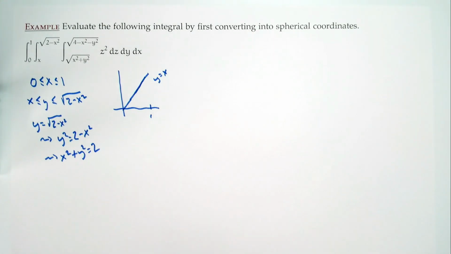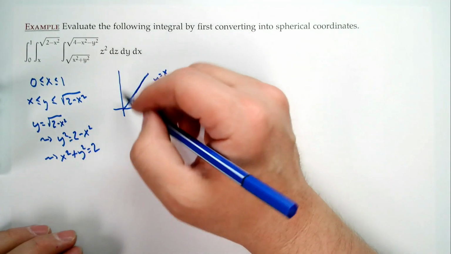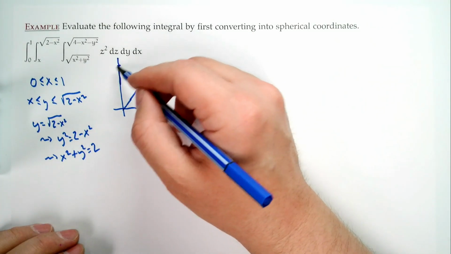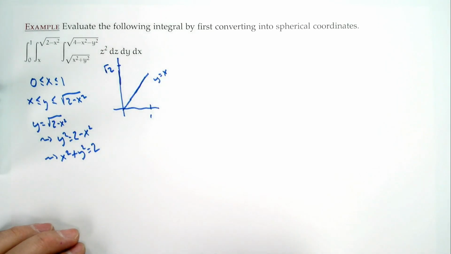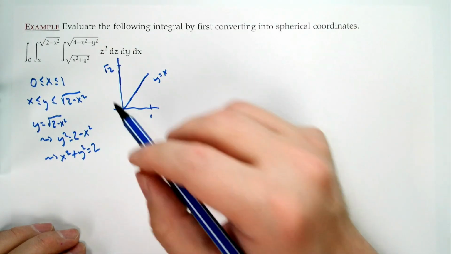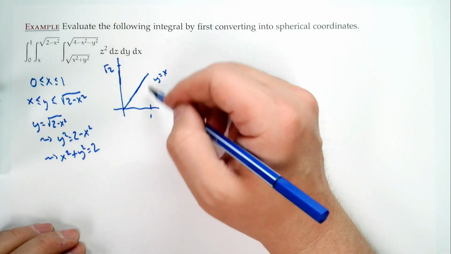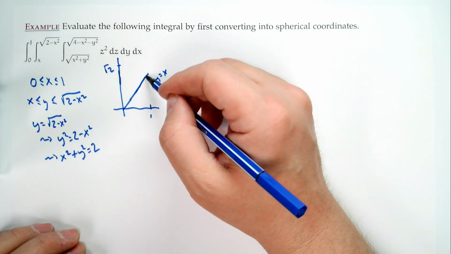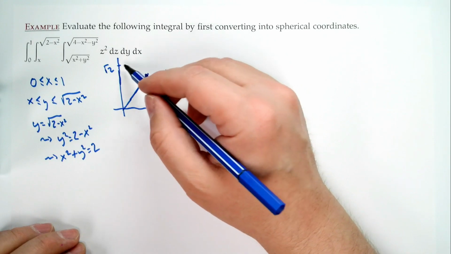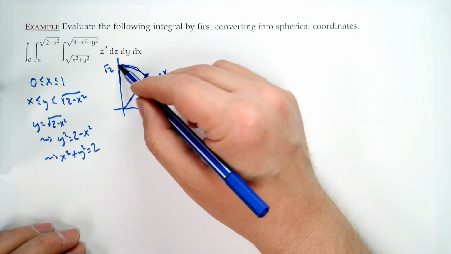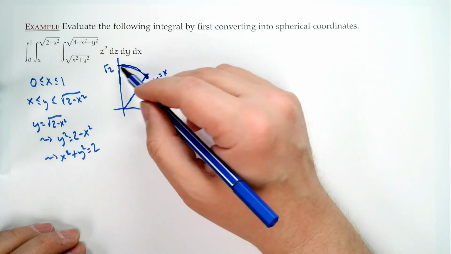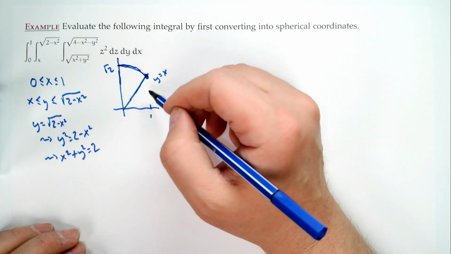So that's a circle, and it's a circle with radius square root of 2. So let's say square root of 2 is somewhere here. And what will happen is, when x equals 1, I'm going to get y equals 1. So it's going to actually intersect something here. So this is a nice wedge of a circle.